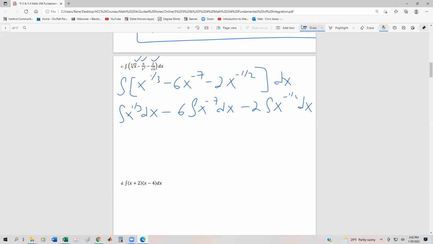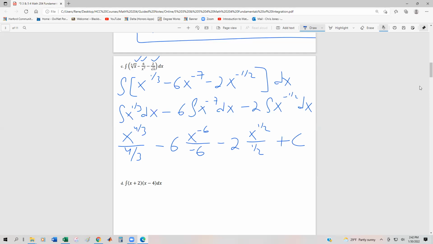Okay. Now we can go ahead and find the antiderivative. We're going to add 1. So it's going to be x to the 4/3, and we're going to divide by 4/3. We're going to add 1. So we have the 6. Adding 1 to -7 is -6, and we divide by the -6. And then we have -2. We're going to add 1. So that's going to be x to the 1/2 over 1/2. And then we have the constant of integration.